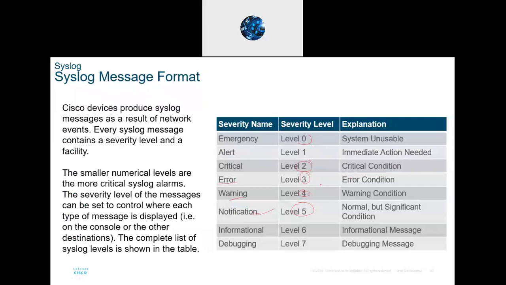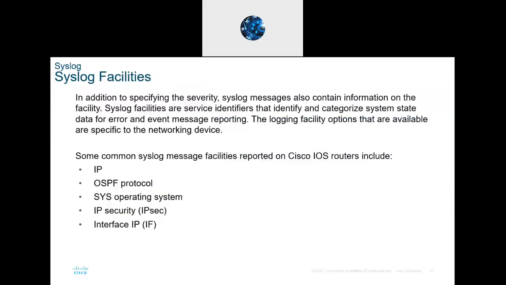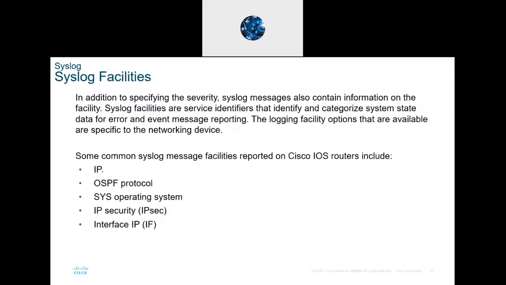Let me move to the next slide, please. So my syslog can report about anything that has to do with IP, OSPF, the operating system, security issues, the interface issues. These are the things that my syslog can report to me about. So you need to be aware of all of these things.